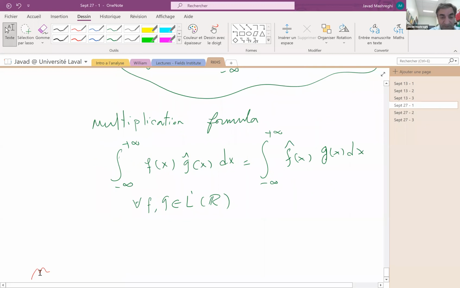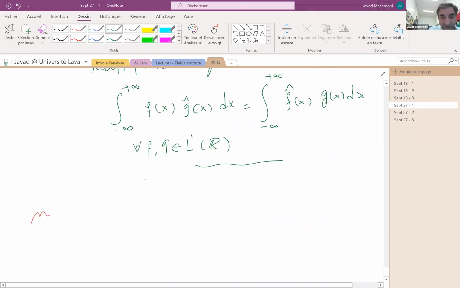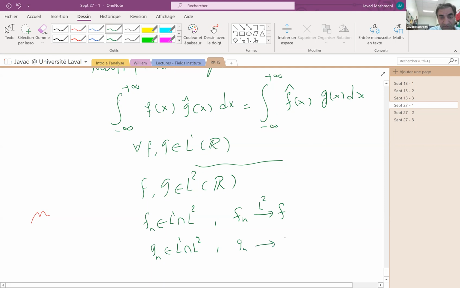So in particular, if you start with f and g in L2 of R, you can pick Fn in L1 intersection L2, Fn goes to F in L2, and the same for G: Gn in L1 intersection L2, Gn goes to G in L2. And this formula works for Fn and Gn. Then let n go to infinity. When Fn goes to F, as a consequence Fn hat also goes to F hat in L2. The same for Gn hat.